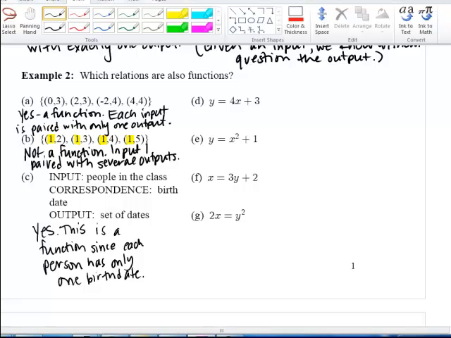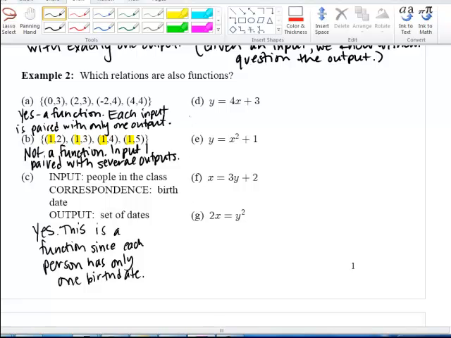Again, it could be the case that two of us have the same birth date, but that's not a problem. That would mean that we don't have a one-to-one function, which is something we'll talk about later, but we still have a function because every person has only one birth date.